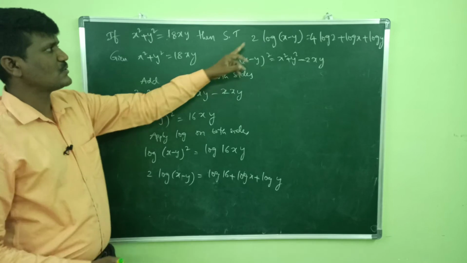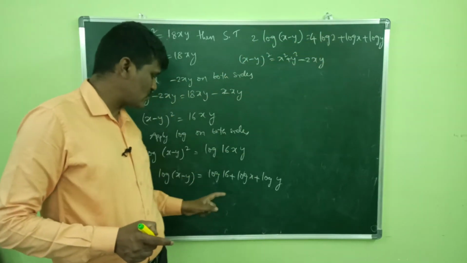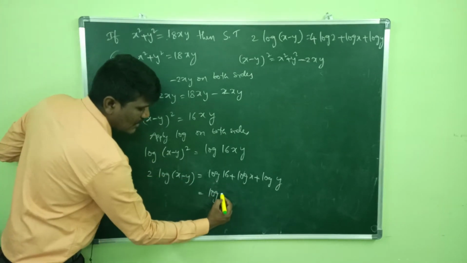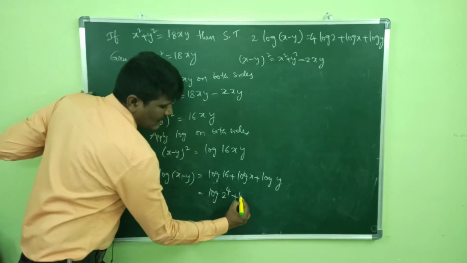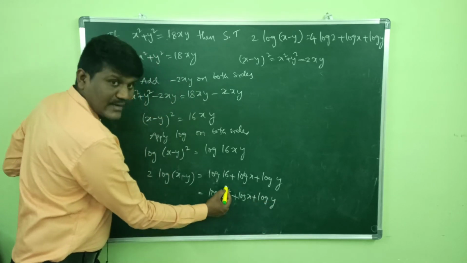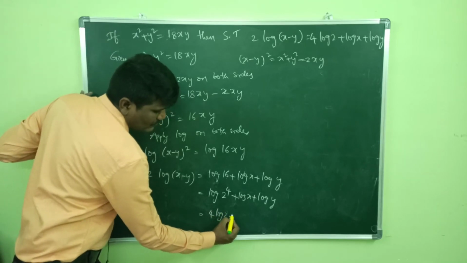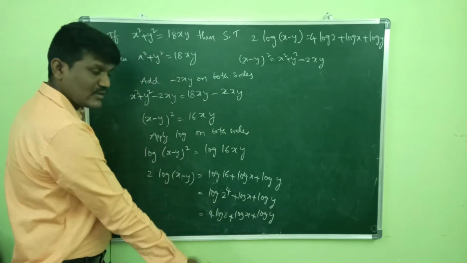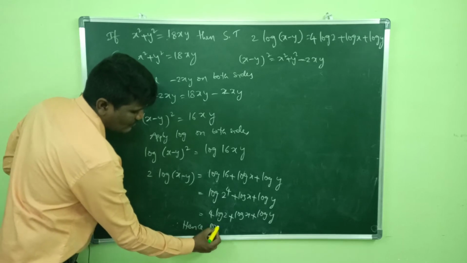On the left hand side we got 2 log x minus y, but on the right hand side we have 4 log 2, so I should convert this. Log 16 I can write as log 2 power 4, since 2 power 4 is 16, plus log x plus log y. Now again the power rule: it is 4 log 2 plus log x plus log y. So I got it. Therefore, hence proved.